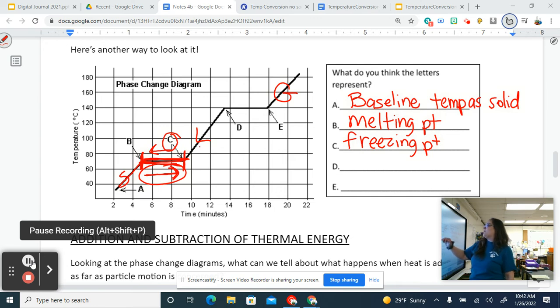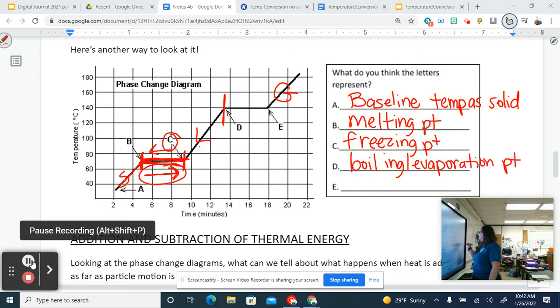All right, so now we're going from a liquid to a gas. As we're going from a liquid to a gas, point D is the first point we hit, and that's the point at which it, right, so that's boiling or evaporation point. And then finally, point E is the same temperature, but it's the point that you hit as you're coming down from a gas to a liquid. So that would be condensation point. All right, pause it if you need to. I'm moving on.